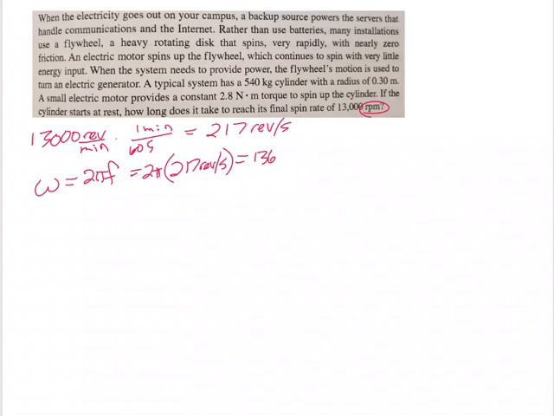What is it we're trying to find here? What's the question? Well, how long does it take to reach its final spin rate? So we have to find the angular velocity. Right now we're sitting at 1361.36, so 1361 radians per second. So we have omega. How long does it take is what we're looking for, so we're looking for delta t, right? Now we have omega.